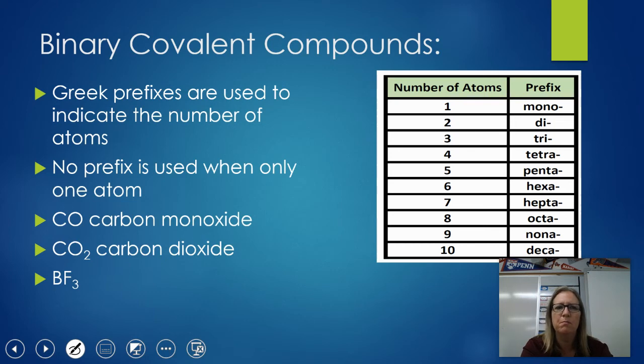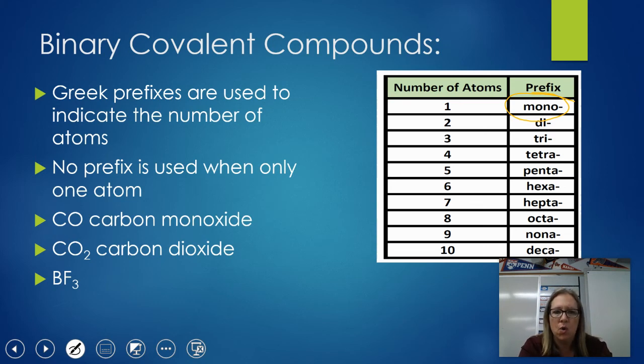This is used with binary covalent compounds. So not ionic, binary still means 2, okay? We don't use a prefix when there's only 1 atom. Sometimes we do, because we've got this mono right here, but we don't have to, okay? I would say we don't use it for the cation, but we can. The examples I have here, we don't use it for the cation.